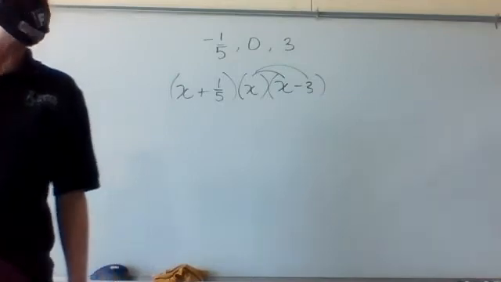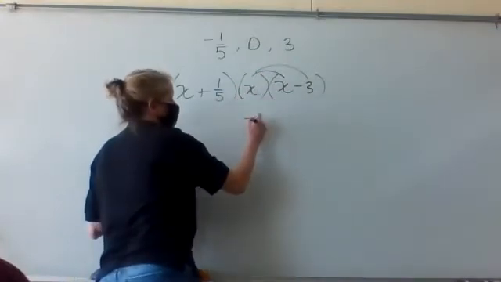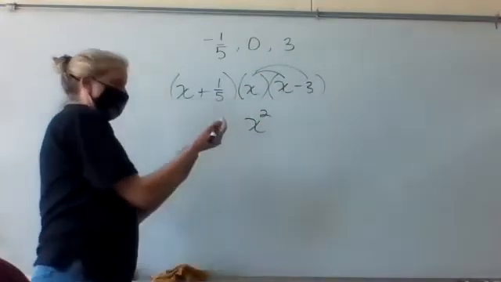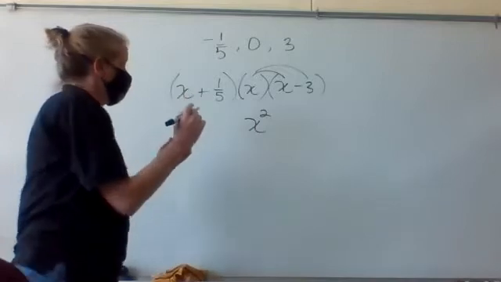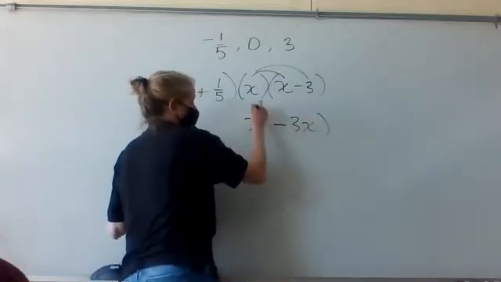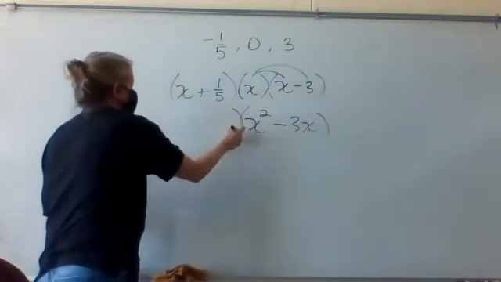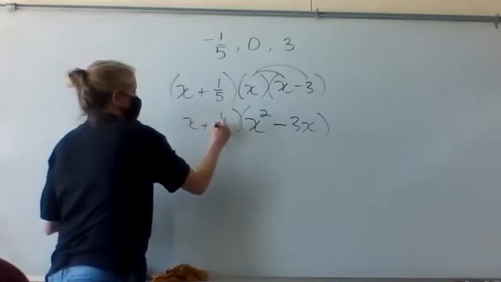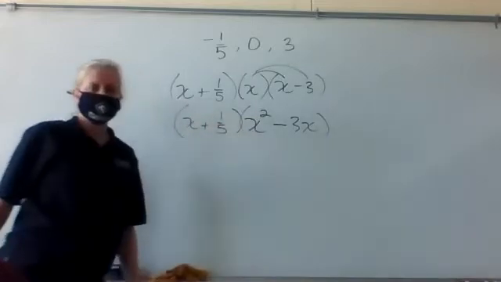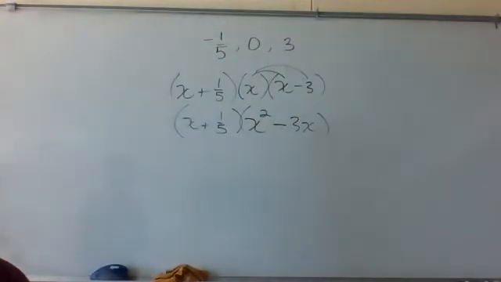So if I multiply the x times this, I just distribute the x through there. So x times x gives me x squared. Minus x times 3 is 3x. So that took care of multiplying those together. Now I will just bring down the x plus 1/5. And I can no longer avoid the fraction.